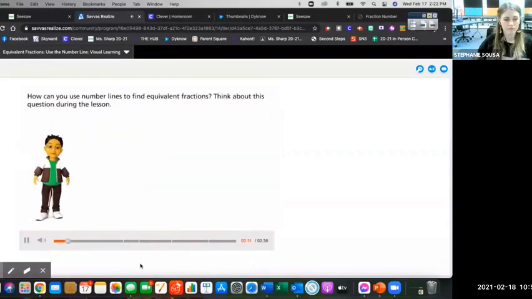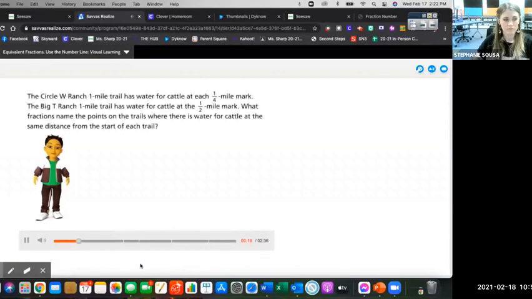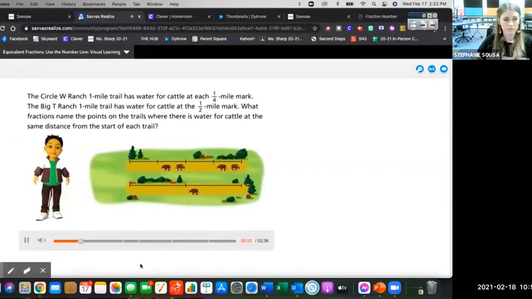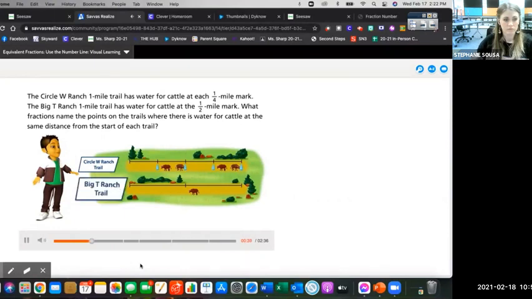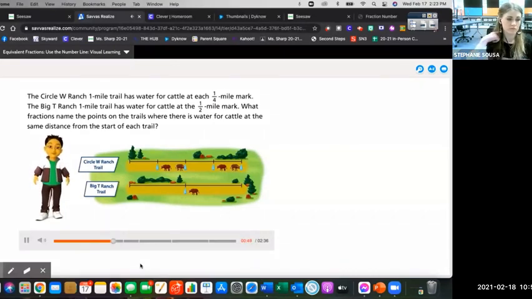How can you use number lines to find equivalent fractions? Think about this question during the lesson. The Circle W Ranch 1-mile trail has water for cattle at each 1/4 mile mark. The Big T Ranch 1-mile trail has water for cattle at the 1/2 mile mark. What fractions name the points on the trails where there is water for cattle at the same distance from the start of each trail? Let's find out.